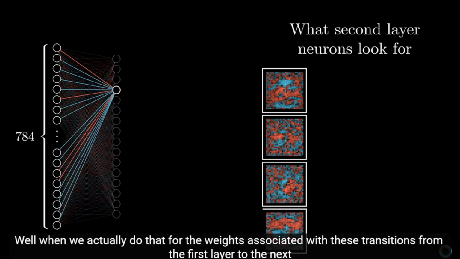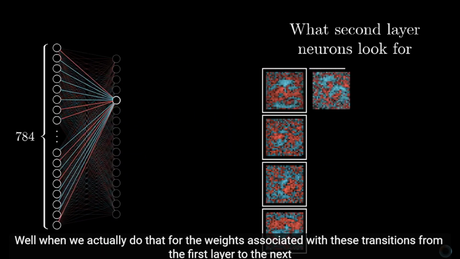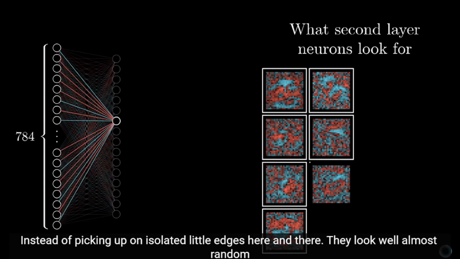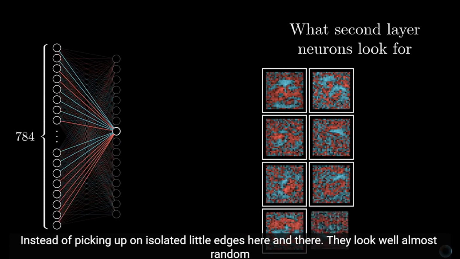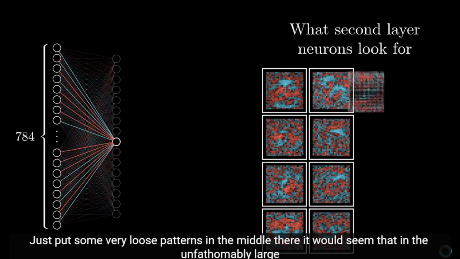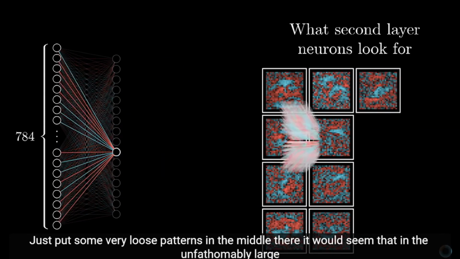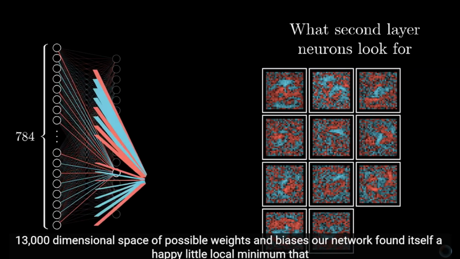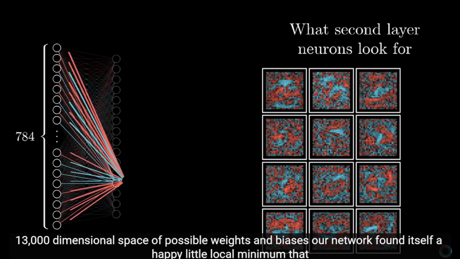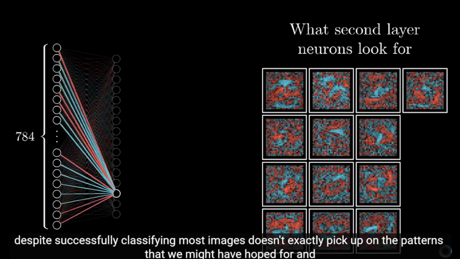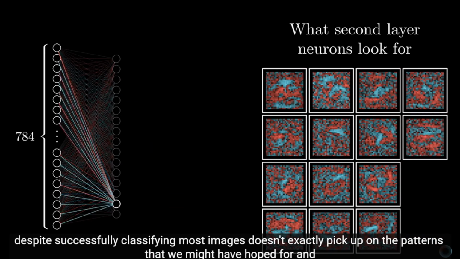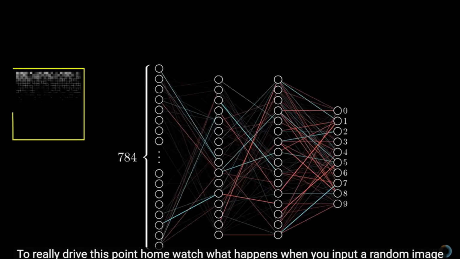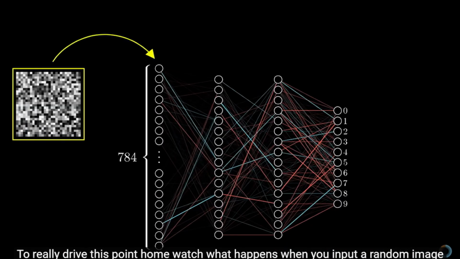Well, when we actually do that for the weights associated with these transitions from the first layer to the next, instead of picking up on isolated little edges here and there, they look, well, almost random, just with some very loose patterns in the middle there. It would seem that in the unfathomably large 13,000 dimensional space of possible weights and biases, our network found itself a happy little local minimum that, despite successfully classifying most images, doesn't exactly pick up on the patterns that we might have hoped for. And to really drive this point home, watch what happens when you input a random image.